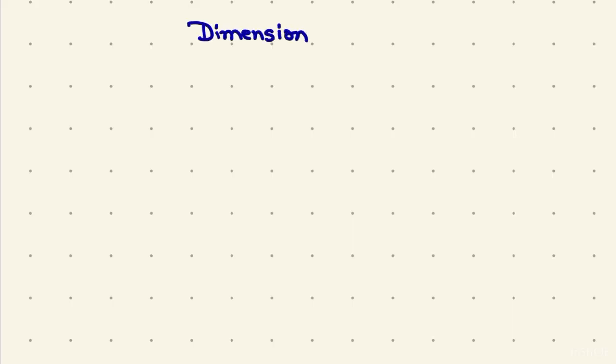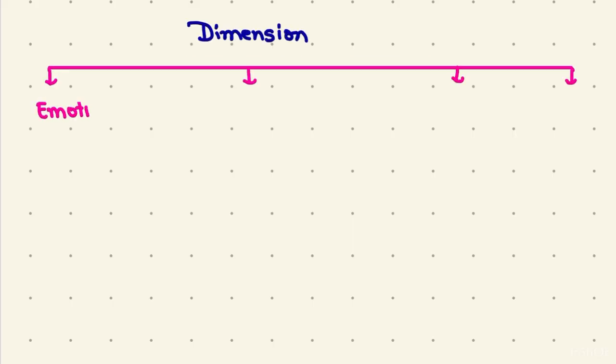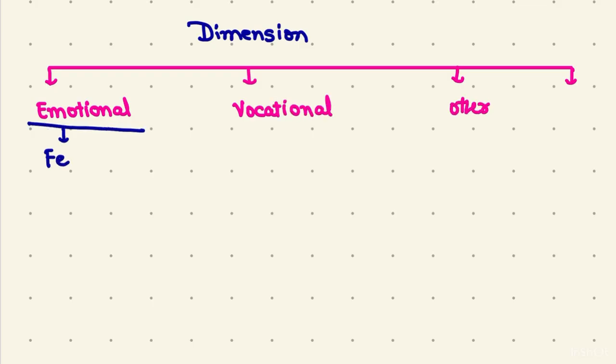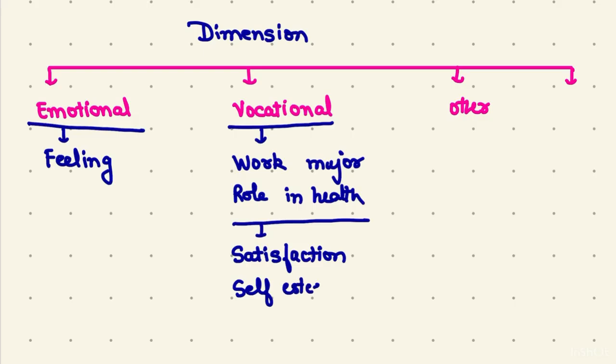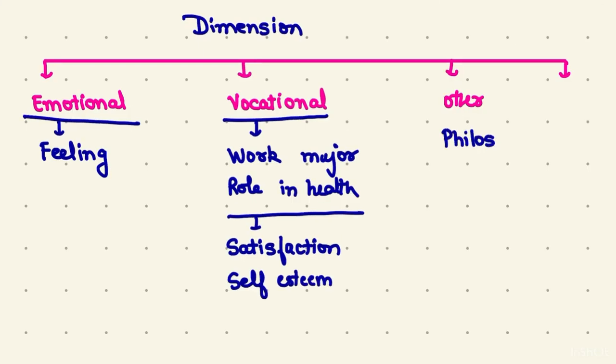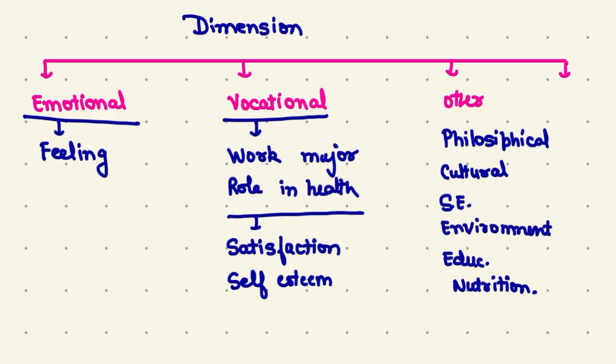Other dimensions are emotional dimension, vocational and others. Emotional is related to the feelings. Vocational is related to the work. Work plays a major role in health. It brings satisfaction and self-esteem. Other dimensions are philosophical, cultural, socio-economic, environmental, educational, nutrition.